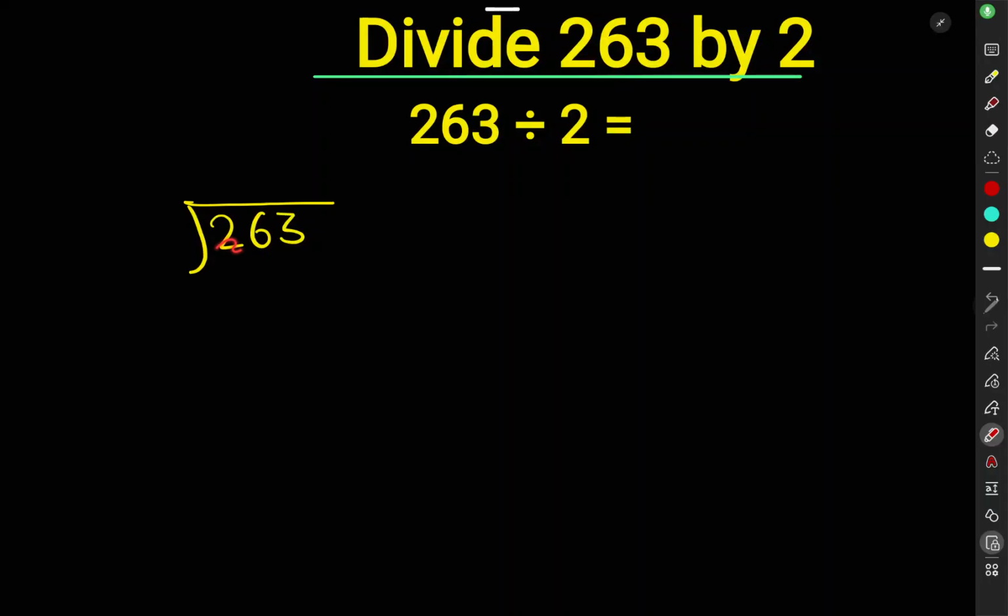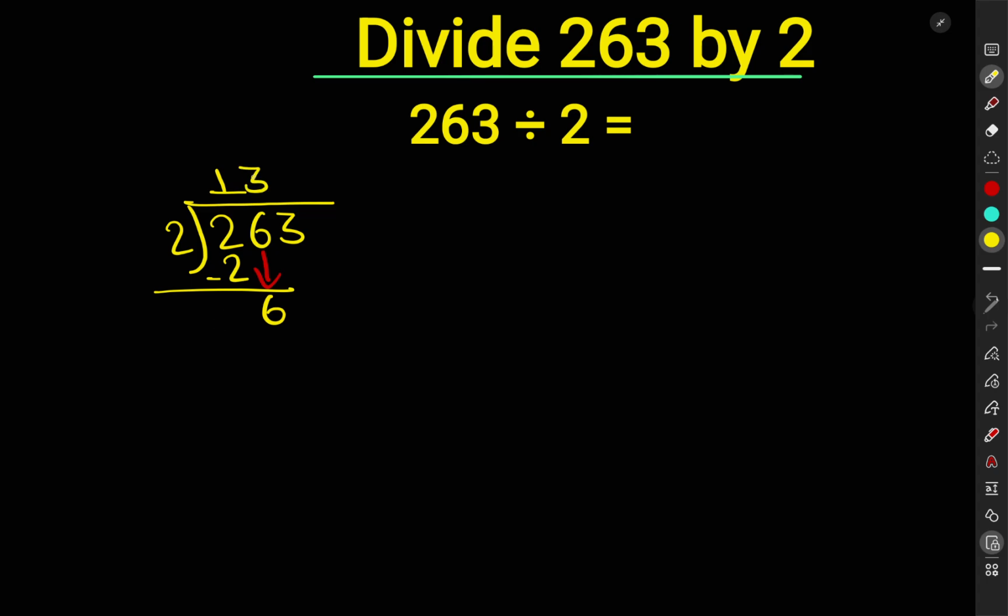Here we divide 263 by 2 in long division method. So 2 times 1 means 2. On subtracting we get 0. So now we put down the number beside this, 6, and we remove this 0.